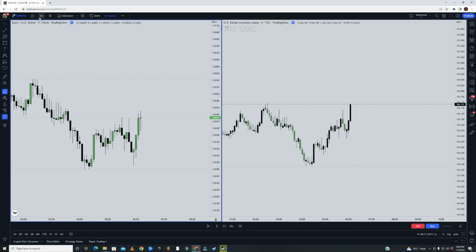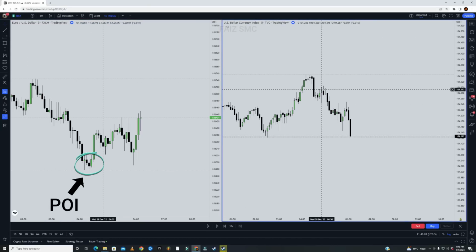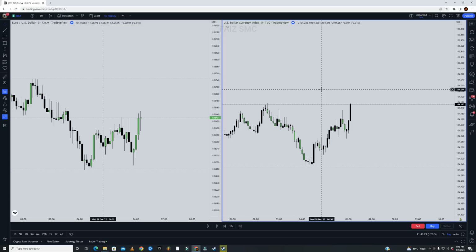So I'm looking at Euro USD on a 5 minute, and I'm also looking at the dollar index on a 5 minute. So how do you flip a chart? When you open a DXY chart, it's going to look something like this. What you can do is on your keyboard, press Alt plus I, and it's going to flip the chart. So you will not get confused. Okay, it's really that simple.